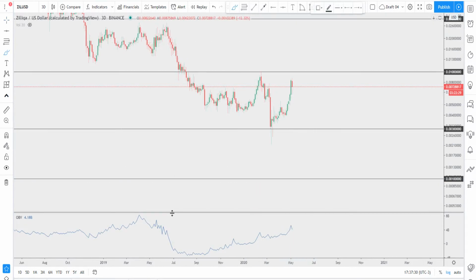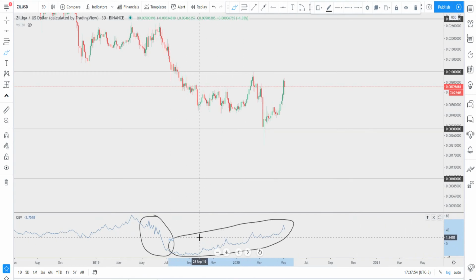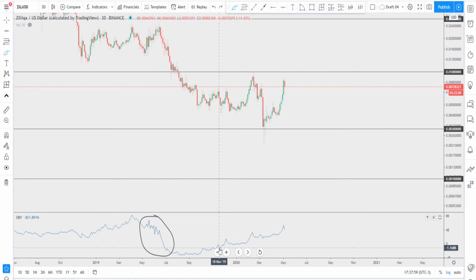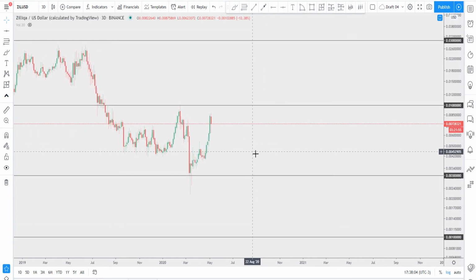So the bears needed this time here from May to July to make their move, okay. So it's May, June and July, so let's say 2 months, and the bulls needed almost 1 year to make it to this point, which means the bears are still in control for now, okay.